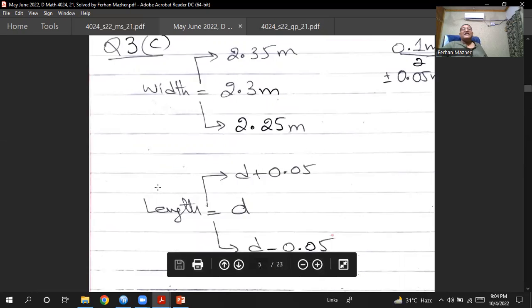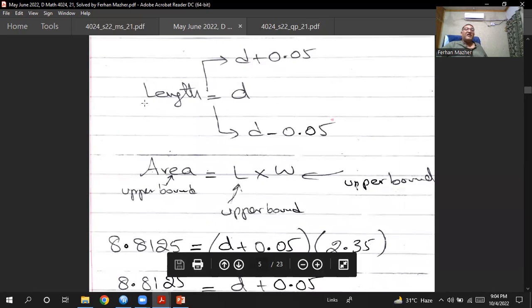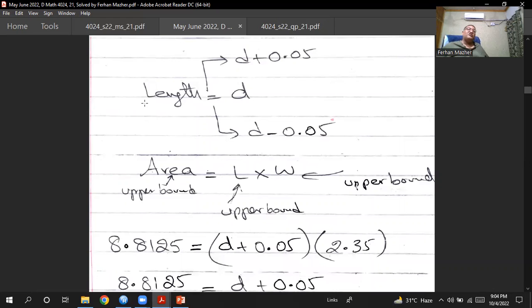In the same way, the length is given. The length is d. So when you add 0.05 to it, you will get the upper bound of the length. That will be d plus 0.05. If you want to find out the lower bound of the length, that will be d minus 0.05.